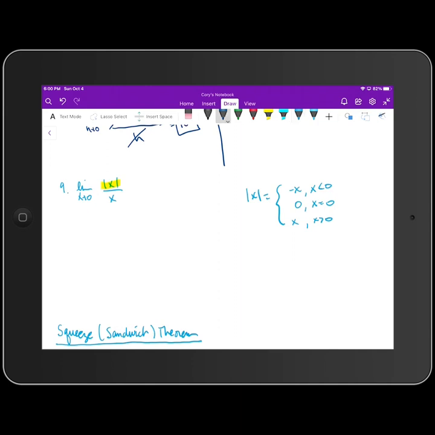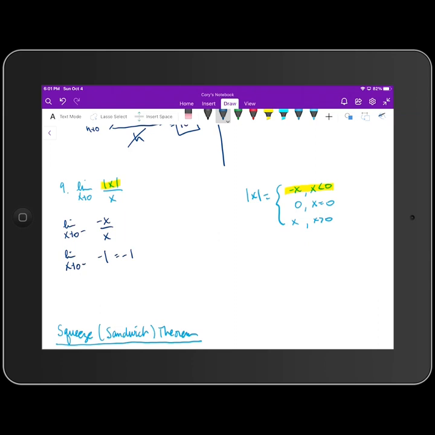Okay, so if we take the limit as x approaches 0 from the left-hand side, we are considering values of x that are less than 0. So we can rewrite the absolute value function in the numerator as negative x. So that's negative x divided by x, which is going to give us the limit as x approaches 0 from the left-hand side to be equal to negative 1. And there's nowhere for me to plug that limit in. So that limit is just going to be equal to negative 1.